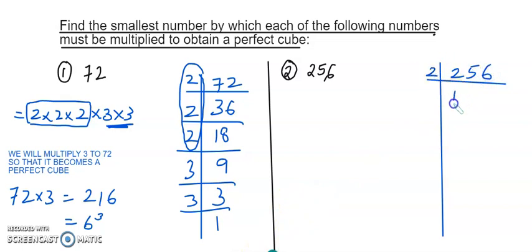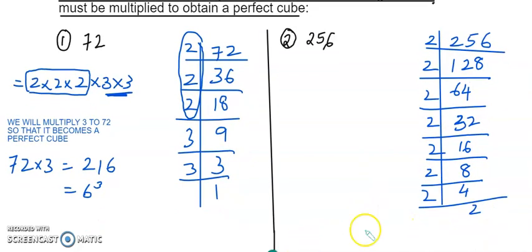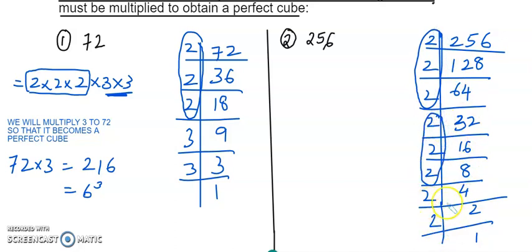So again, 2's are, 2 times 128 is 256, 2 times 64 is 128, 2 times 32 is 64. Again, 2's are 16, 2's are 8, 2's are 4, 2's are 2. Let's go down a little bit more. 2 and 1. Let's make the groups. First triplet, second triplet, and 1 extra 2 is missing.